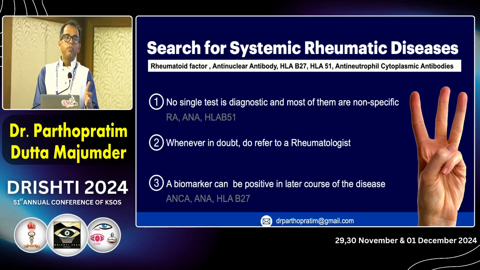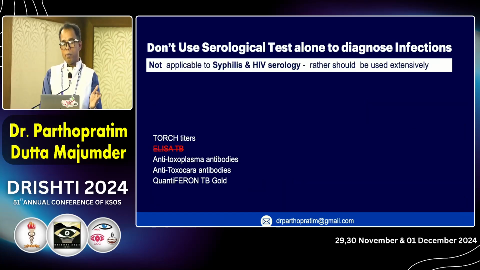And sometimes you have to remember that a biomarker which is negative now can be positive in a later part of the disease. A patient has come with fibrinous anterior uveitis, you have done HLA-B27 and it is negative, but if you do the test maybe after 3 to 4 years, it can become positive also. Those things you have to keep in mind.